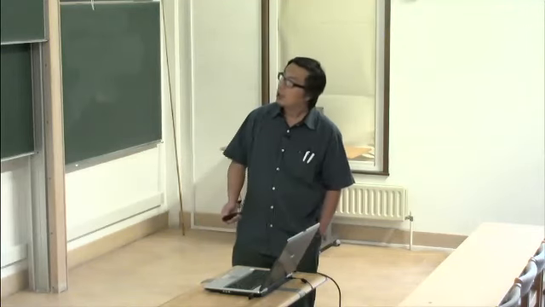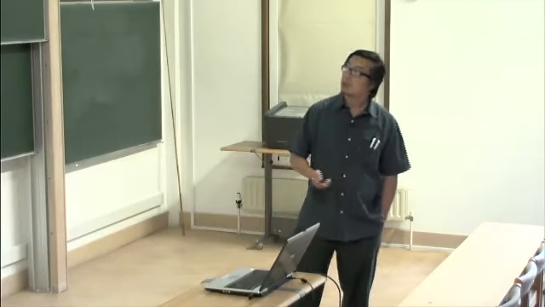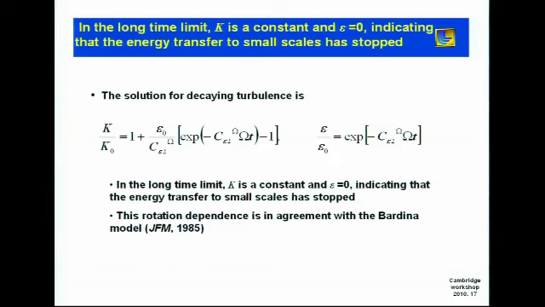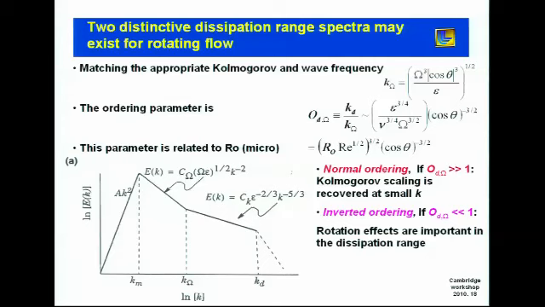So once you have this kind of model, then you can look at the different limits. For example, in the long time limit, what you have from the calculation is that the kinetic energy is going to go to a constant, as I mentioned, because energy transfer gets shut down by the strong rotation given by this kind of condition, because there's no energy transfer between large and small scales. So you can solve this kind of decaying turbulence problem with rotation in the system to give you the correct limit for the problem.